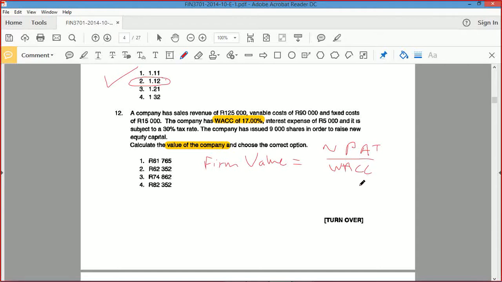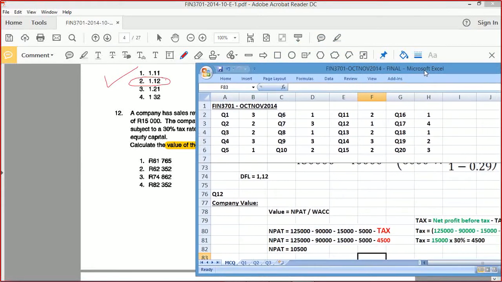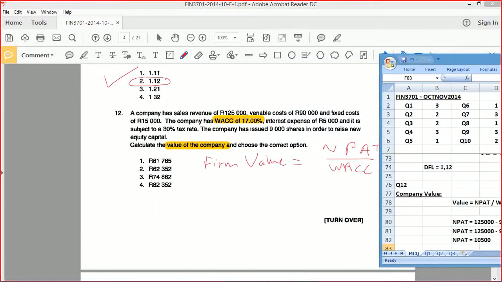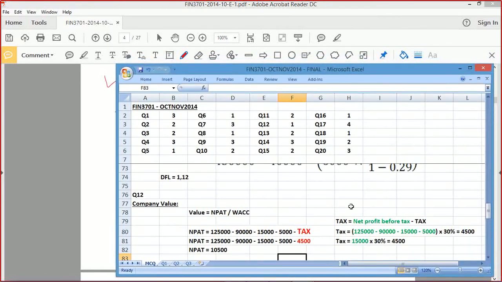So what was your net profit after tax? Well, the net profit after tax, 4,500. 4,500? No, 4,500 was the tax. If you take 125,000 Rand in sales, minus 90, minus 15, that's already 105, that only leaves you with 10. What about the interest? I'll take it minus the interest, leaves you with 5,000 Rand. So the tax on 5,000 Rand is only 150 Rand. No, tax is 30%, so the tax would be that.